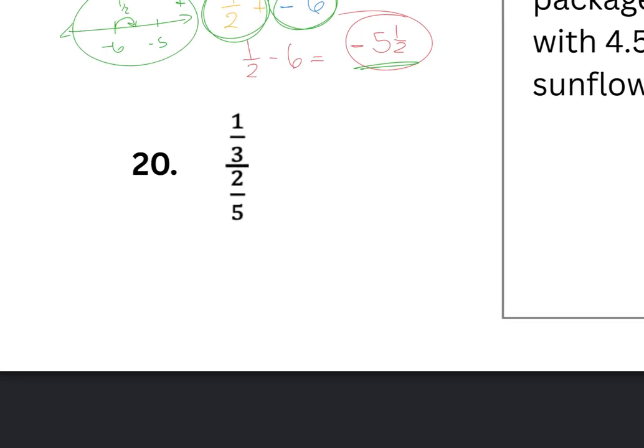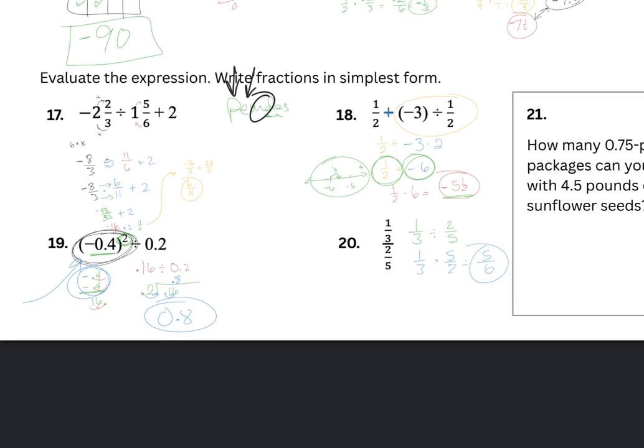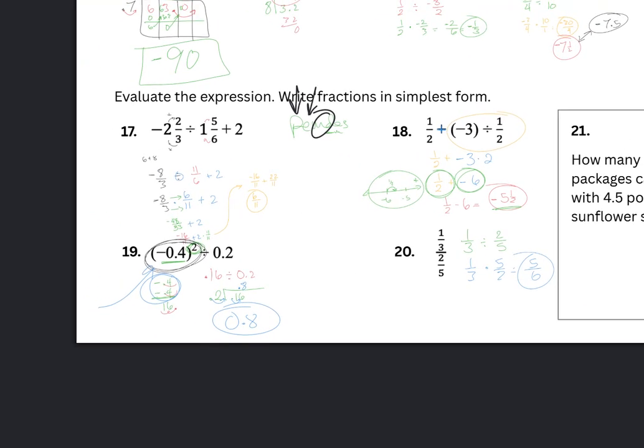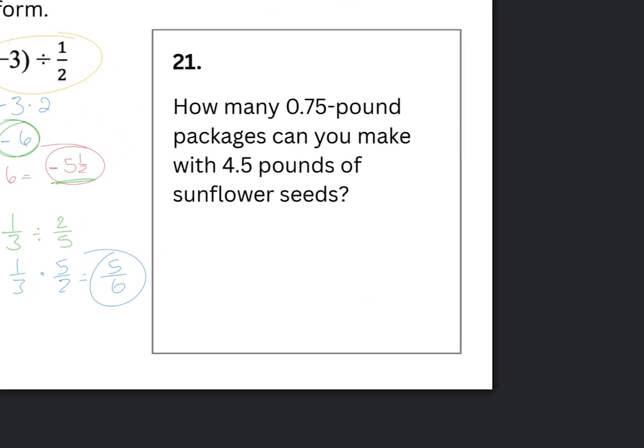Number 20. 1/3 divided by 2/5. 1/3 times 5/2 is 5/6. You might have thought that was going to be the hardest one. That was the easiest one. Next, how many 3/4 pound packages or 0.75 pound packages can you make with 4.5 pounds of sunflower seeds?